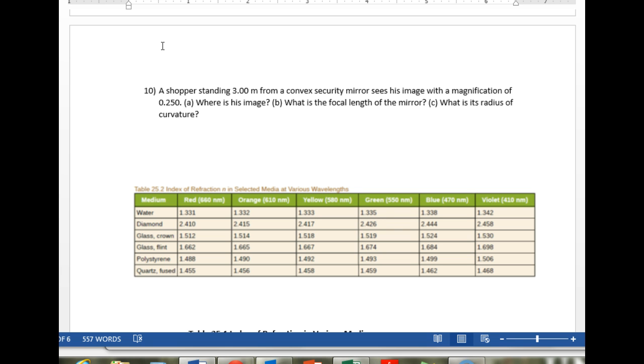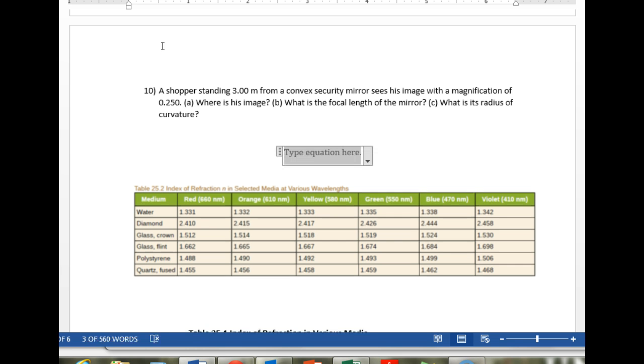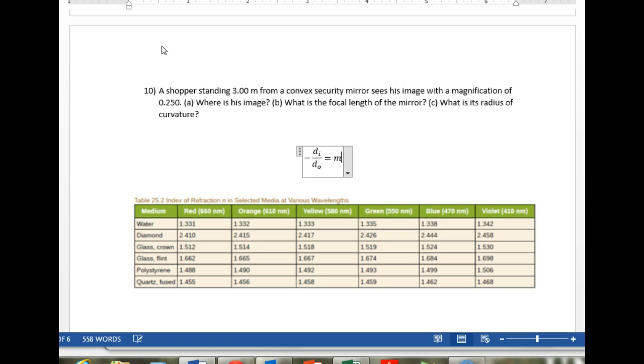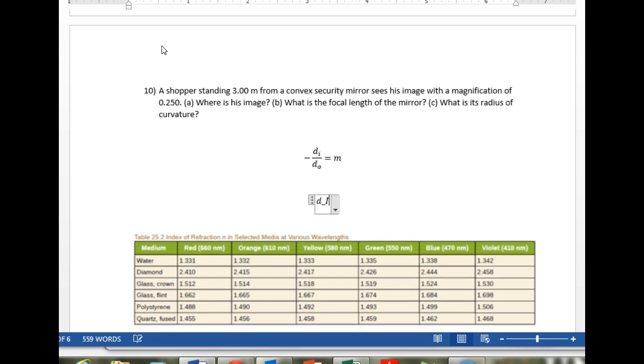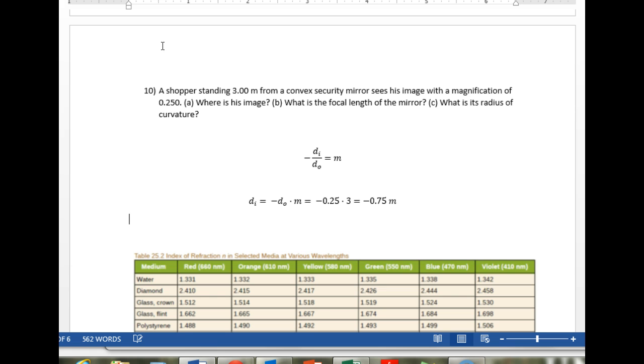Okay, so if you're looking for the location of the image, you're going to start with minus the distance to the image divided by the distance to the object is the magnification. All right, and so we've got the magnification, we've got the distance to the object, right? So the distance to the image is just minus the distance to the object times the magnification, which is minus 0.25 times 3, which is negative 0.75 meters.